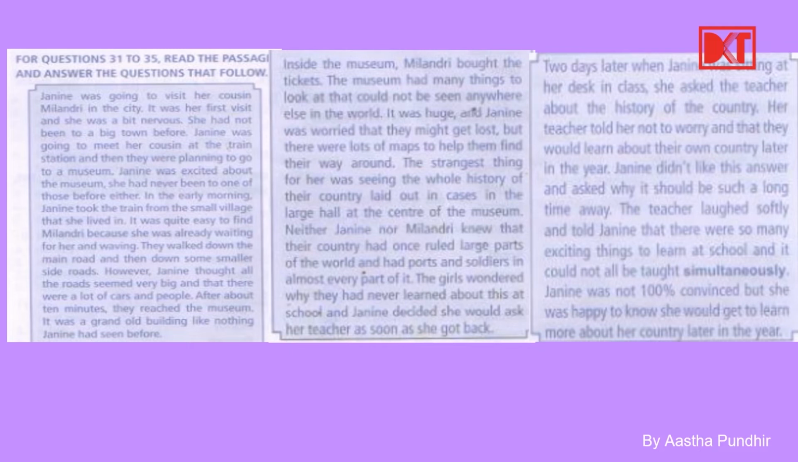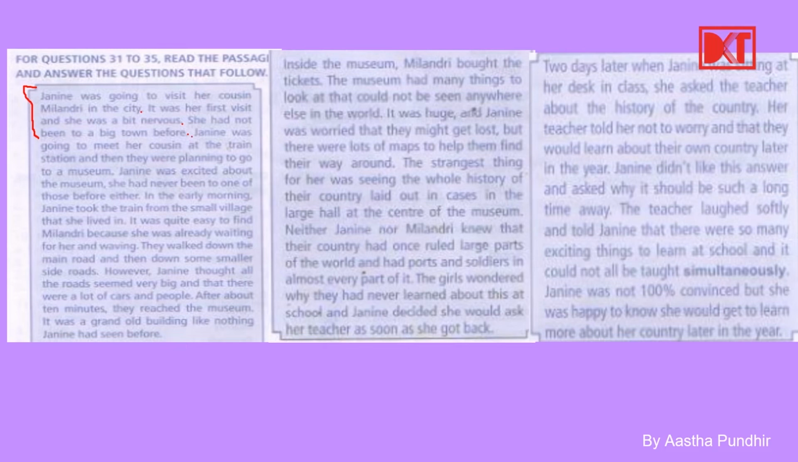It was her first visit and she was a bit nervous. She had not been to a big town before. Okay, now here we are introduced to Janine and Melandri. Janine was going to visit her cousin. Janine and Melandri are cousins, and Janine is going for the first time to visit Melandri in the city, and she had not really been to some sort of city or this bigger town before. It was her first time. Let's see then what happens.